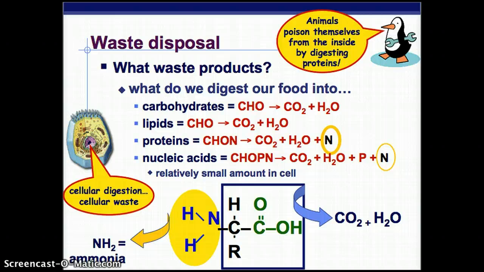So cellular digestion leads to cellular waste. Animals poison themselves from the inside by digesting proteins, because proteins break down to nitrogen, and nitrogen is highly toxic to our systems.